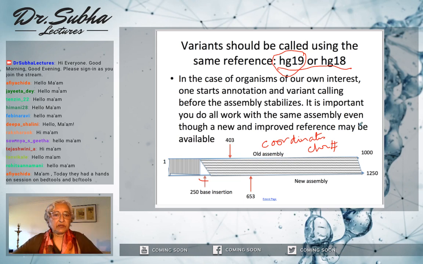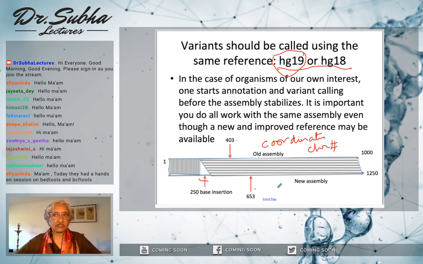So, for example, in the top assembly, suppose you find a mutation on chromosome 1 at position 403. And then someone else is using the new assembly, and they're finding a mutation at 653. They are the same mutation. They are absolutely the same mutation. But when you're doing the arithmetic, it has no clue. It is looking for 403, and if 403 is not there, it's going to say it is new. It's going to say this is not common between the two.